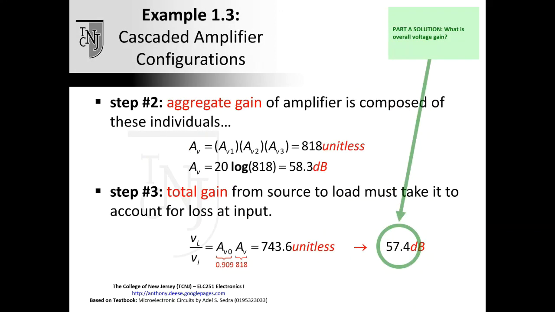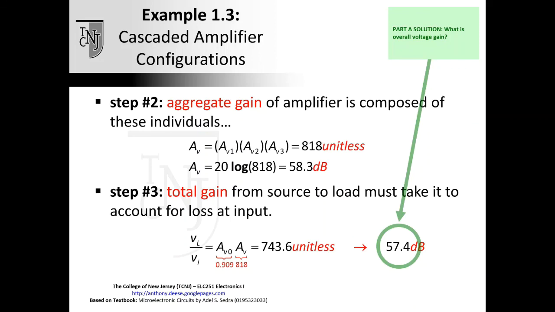Okay, so right, so what's the aggregate gain? This is going to be the three of these together. And the total gain, including the loss at the input, will be the four of these together. Calculating the, I have the values here. Okay, so if you multiply the three together, you end up with 818 times gain, or 58.3 decibels. And if you include the loss of gain at the input, you get 743 times and 57.4 decibels. So that's the numerical answer.